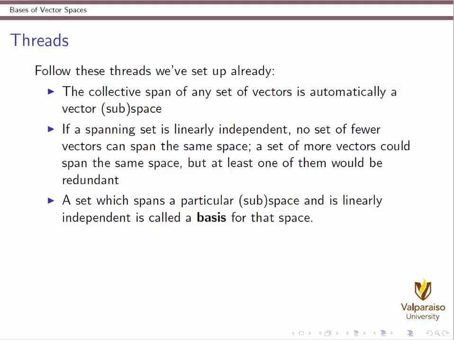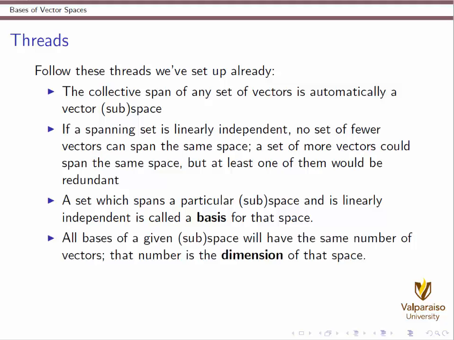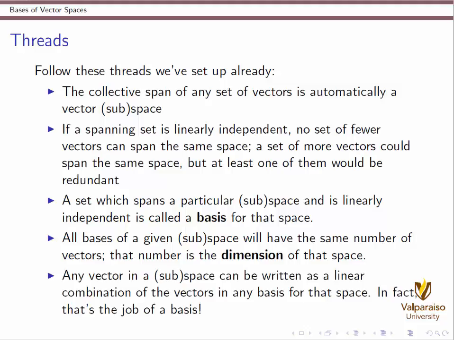It spans the space, and the number of vectors that you have is the magic number. You can't dispense with one and get the same space back, and you can still get the same space with more vectors, but those more vectors are redundant. And so this magic number, which is the number of vectors in a basis for a space, is the dimension of the space. And the job of this basis set is that any vector in the space can be written as a linear combination of those vectors.